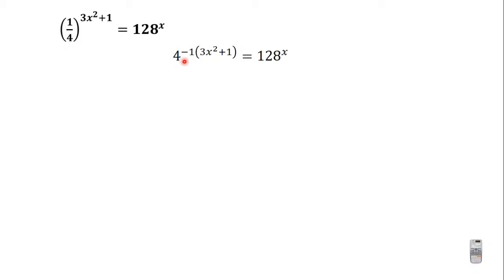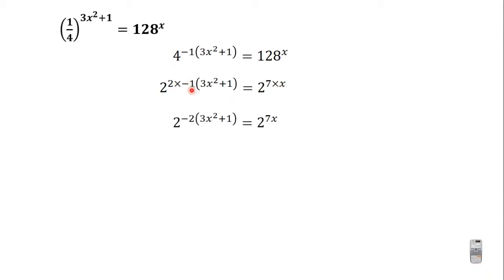When we do that, the term on the left hand side and the term on the right hand side will have the same base. So if you express 4 in index form such that it has a base of 2, we are going to have 2 exponent 2. So we have 2 exponent 2 times, we already have this as the exponent, which is minus 1 into bracket 3x squared plus 1. Then is equal to 128. If you express it in index form such that it has a base of 2, you have 2 exponent 7. 2 exponent 7 will give us 128. We already have an exponent of x here, so 2 exponent 7 times x.